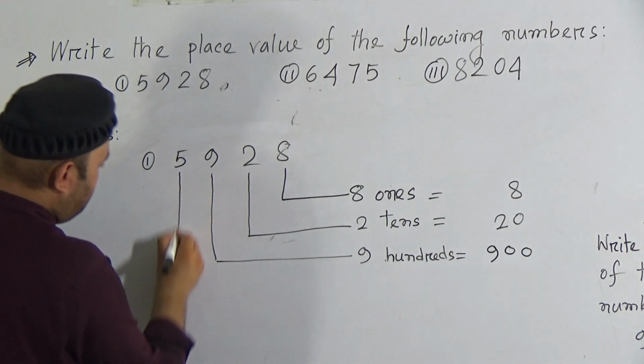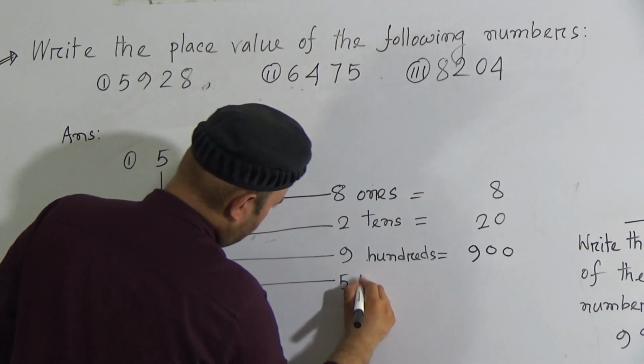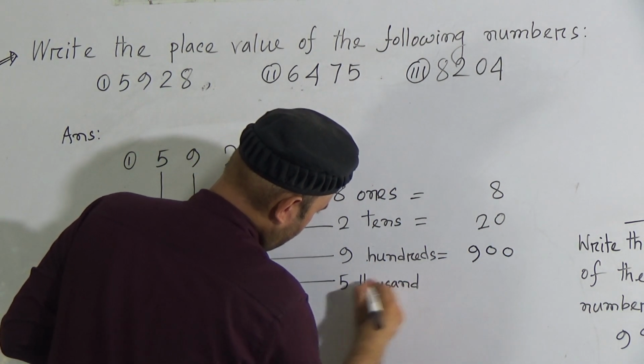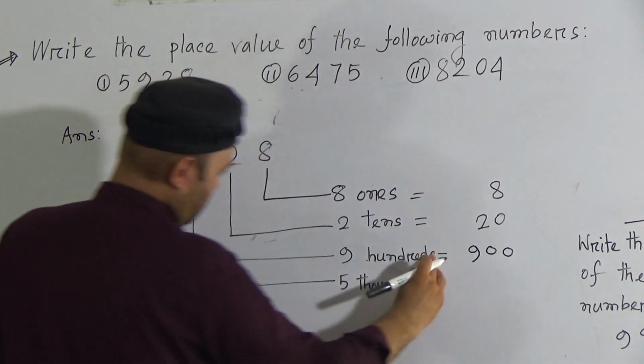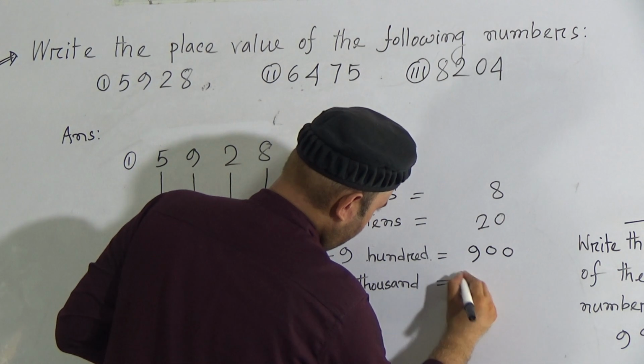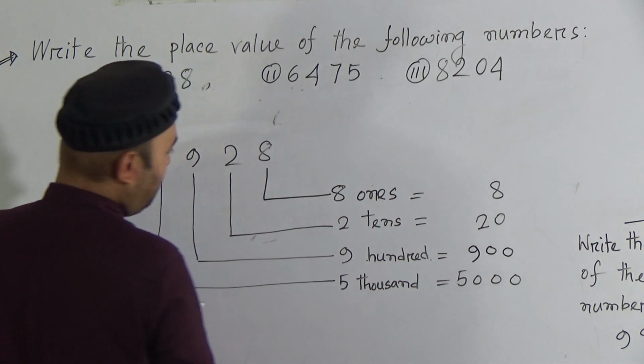Now the last digit here is 5. So it is 5,000. 5,000, that means 5000. This is the place value.